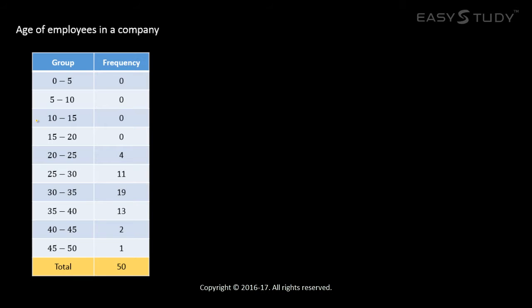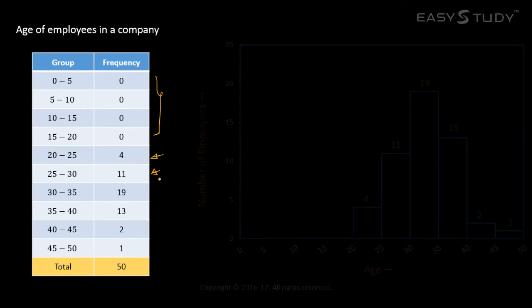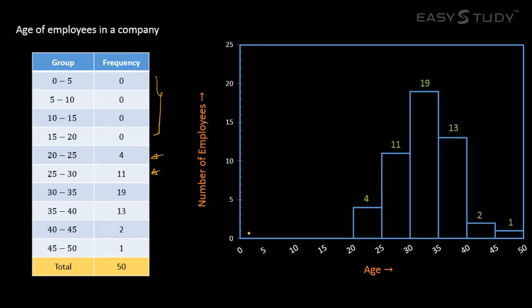Let's look into one more example. This table shows age groups and number of employees in that age group. We don't have any employees younger than 20. There are 4 employees in this age group. There are 11 employees in this age group, and so on. Let's plot a graph. Looks like most of our employees are in age group 30 to 35.